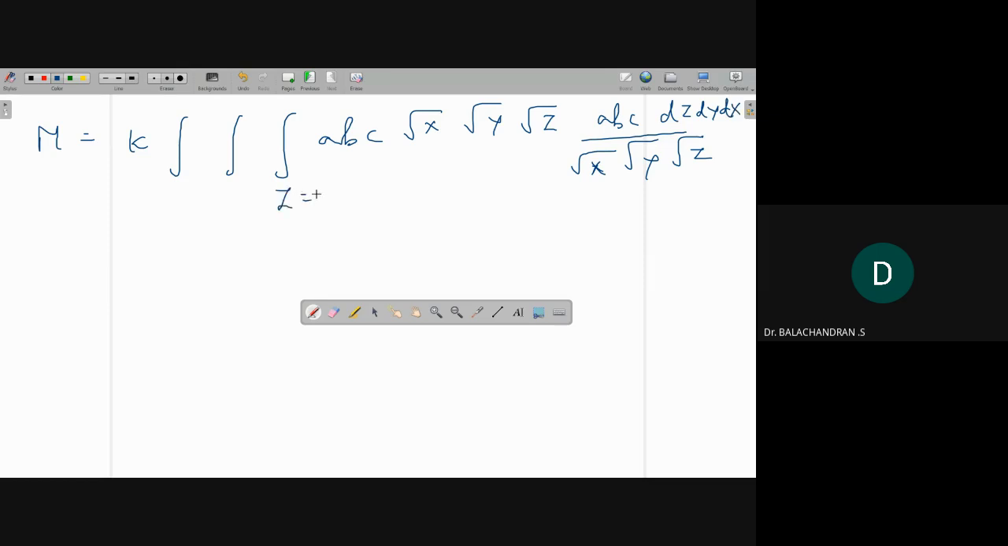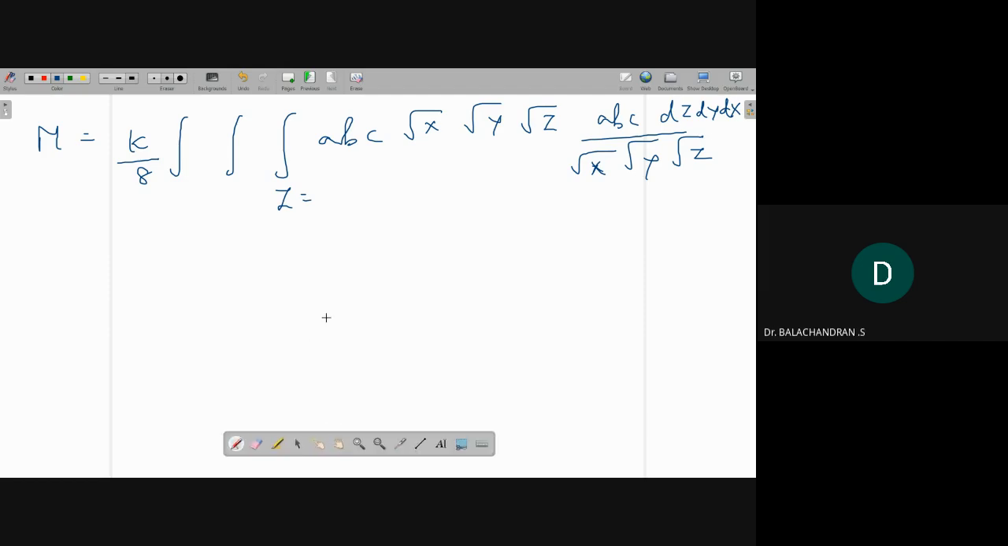Capital Z varies from where to where? 1 by 8, I'll write here. Thank you, Kalvini. Capital Z varies from 0 to 1 minus capital X minus capital Y. So it is in the form of a tetrahedron.